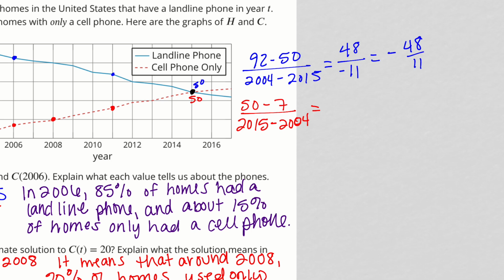Okay, so 50 minus 7 is 43 over 11. So if I ignore the negative signs, which one has a steeper slope? The landlines or the cell phones? The cell phones? Oh wait. Wouldn't it be the landlines because it's got a higher number on top? Oh yeah, it would. Okay. Yeah, that's what I'm thinking.